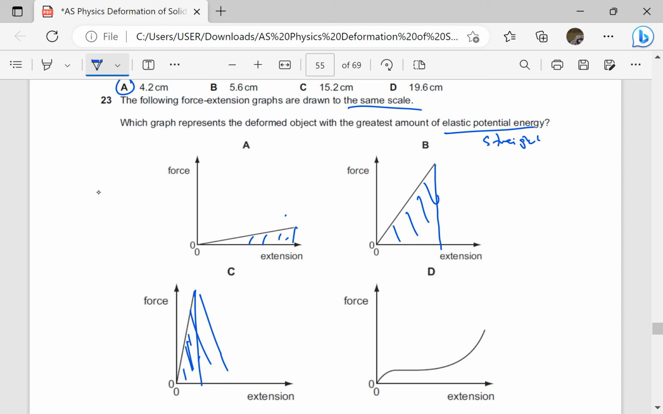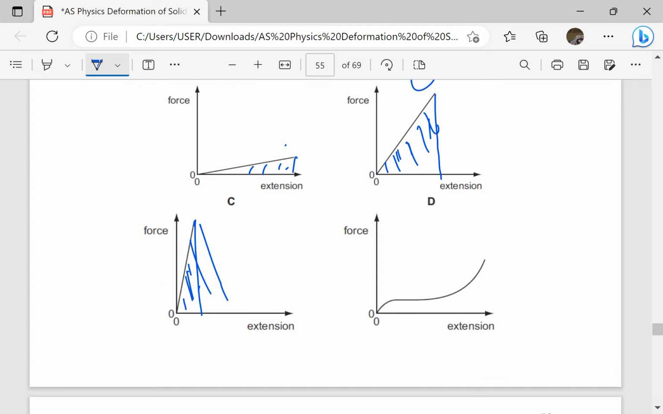And here we notice that the elastic potential energy, remember, is going to be the area under the graph. Precisely, this is the answer because this is going to be the greatest area. And if we are getting elastic potential energy, we look for that part where Hooke's law is always obeyed, or the energy which can be returned.